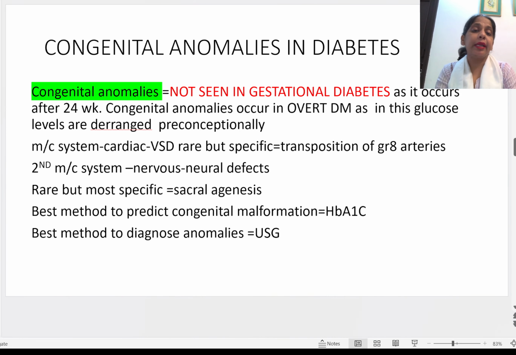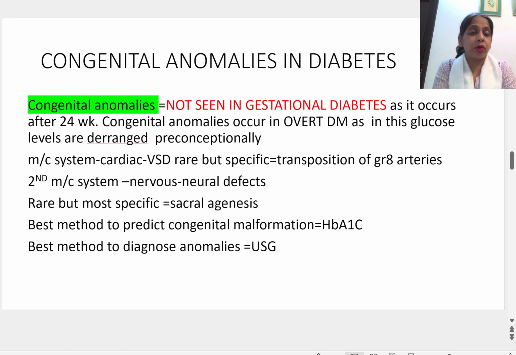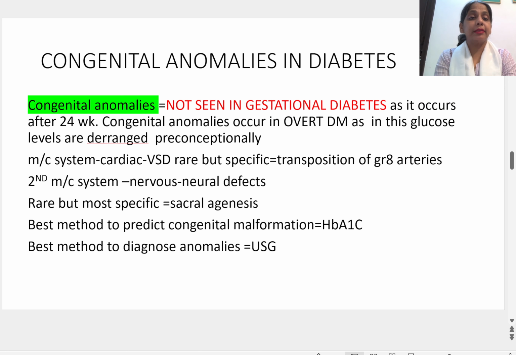let us discuss the congenital anomaly. First and foremost, you should be clear of the concept, as discussed already, that gestational diabetes mellitus occurs after 24 weeks, and by 24 weeks all the organogenesis is completed. So the fetus of gestational diabetes mellitus will never suffer from congenital anomalies. Only the patient of overt diabetes mellitus or pre-gestational diabetes mellitus will suffer from congenital anomalies.